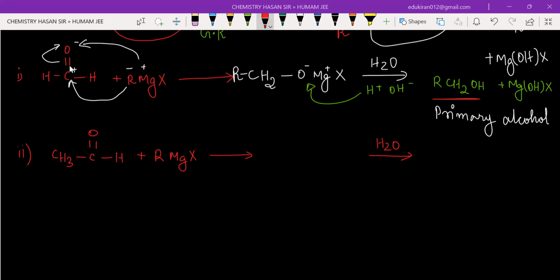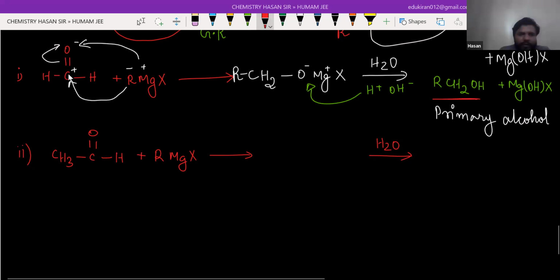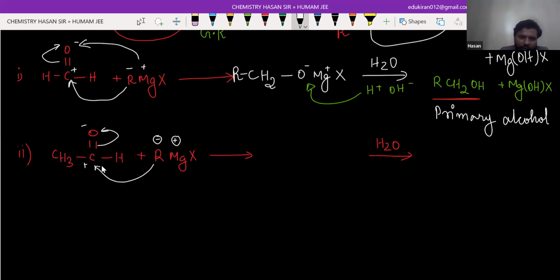You need to follow the mechanism and you can get the answer. This will be going like this. So there is negative, there is positive. R is carbon, non-metal, so negative; metal is electropositive, positive. This will be going like this, and Mg will be attacking on this. So you will get CH3, CH is there, right, and this R will be attacking, and then O negative MgX, Mg plus X. H2O has two parts, H plus and OH minus.